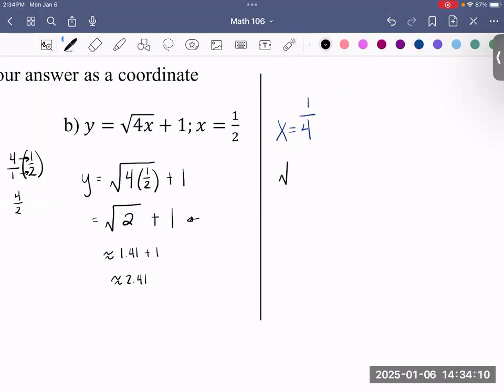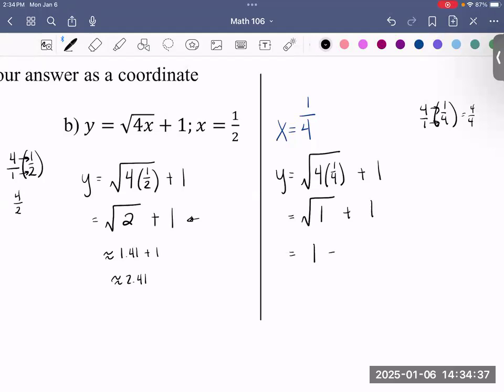Okay, so if we're doing it again, because I don't think I picked a very good number, 4 times 1/4 plus 1. Well, we have 4 times 1/4, so that is just 1, because 4 over 1 times 1 over 4, multiply top to top, bottom to bottom, 4 over 4. It's just another way to say 1. Plus 1, the square root of 1 is itself 1. Therefore, y came out to 2. So we have the coordinate 1/4 and 2, or you could say this is 1/2 and 2.41 approximate. You don't really need those.